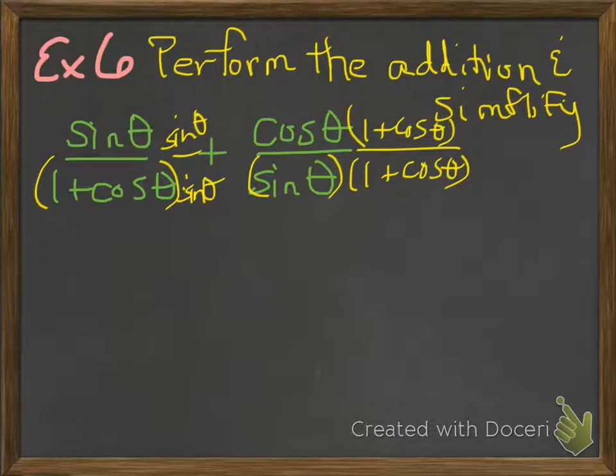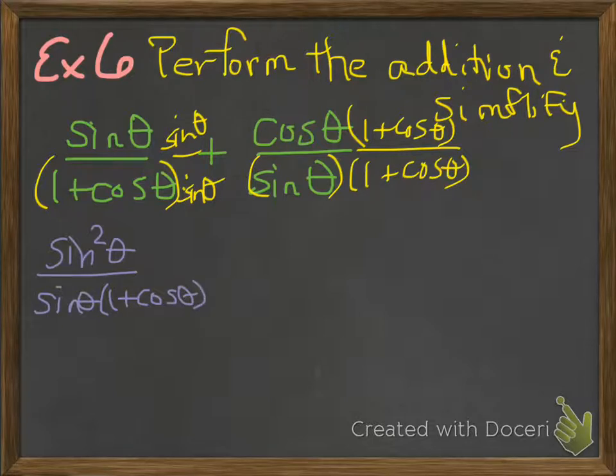And let's just see what happens. Over here, let's do this. I'm going to use this. I've got sine squared theta over, ooh, a bunch of yucky stuff. Let's just leave it separate right now instead of distributing it through. Let's see if that'll work for us. We may have to distribute it later.